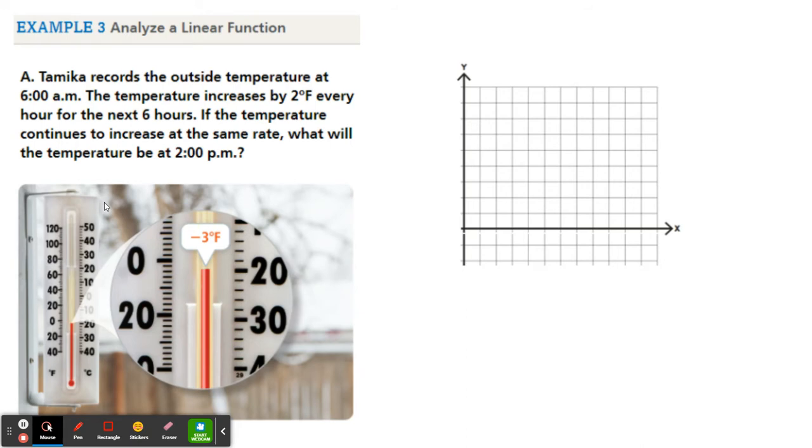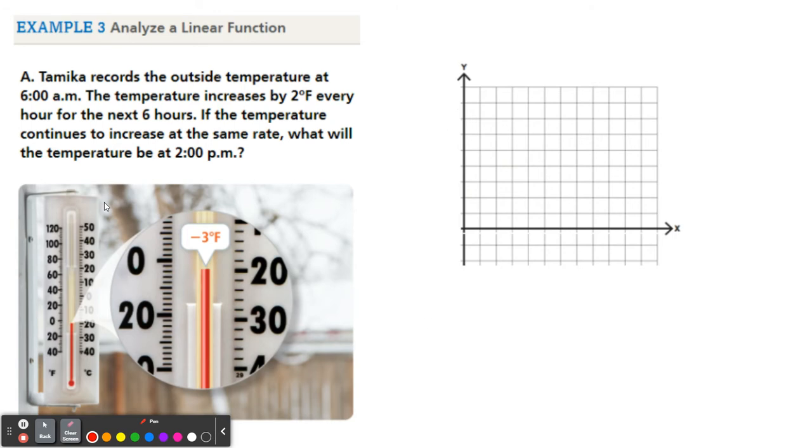It says, Tamika records the outside temperature at 6 a.m. What is she doing up that early, huh? The temperature increases by 2 degrees every hour for the next 6 hours. If the temperature continues to increase at the same rate, what will the temperature be at 2 o'clock p.m.?